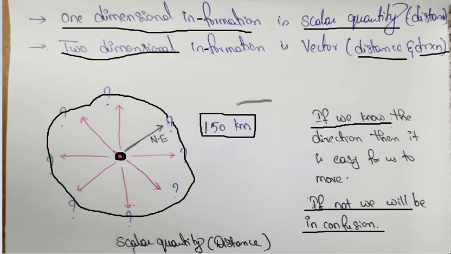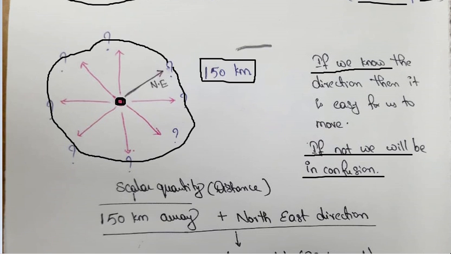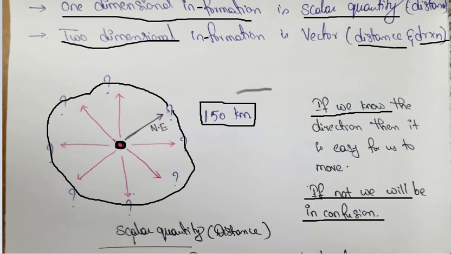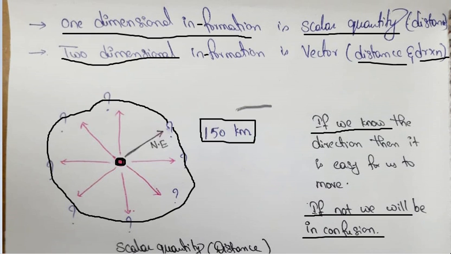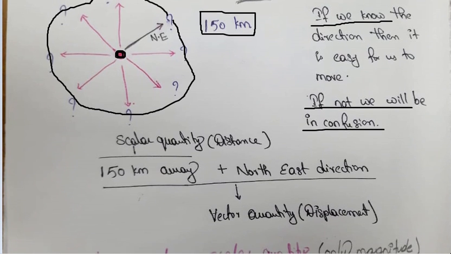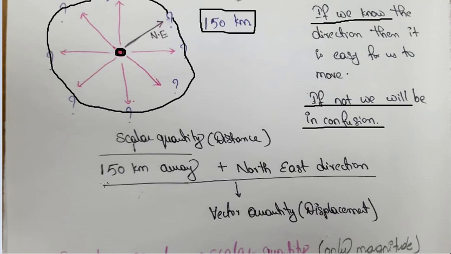If we know the direction, then it is easy for us to move in that particular direction and reach him. So this states that a scalar does not have any direction, whereas a vector has direction. Simply put, one-dimensional information is known as a scalar quantity, and two-dimensional information is known as a vector quantity. This is what we have come up with, in a clear format.